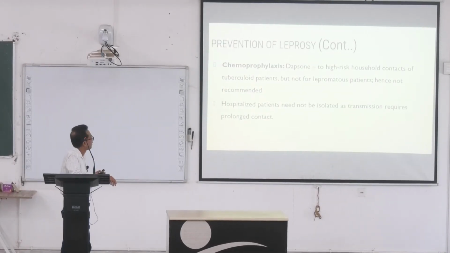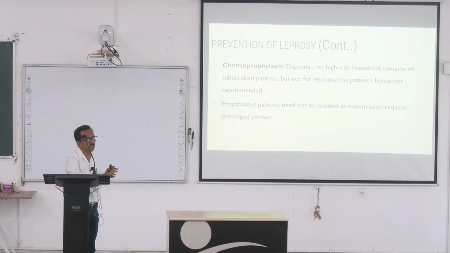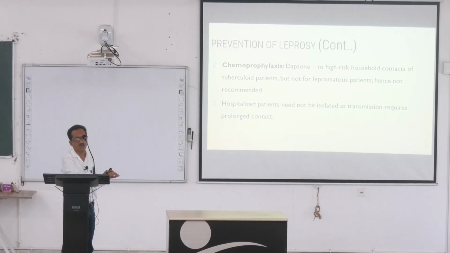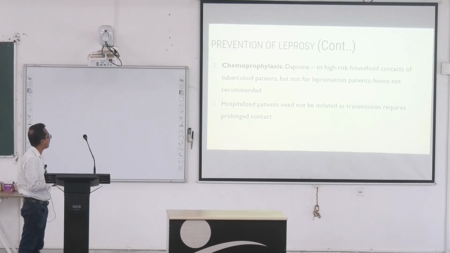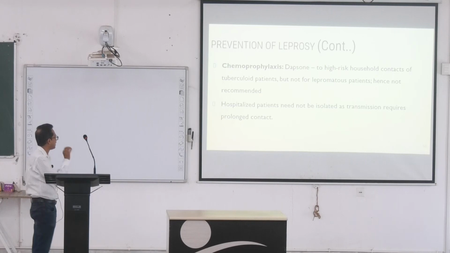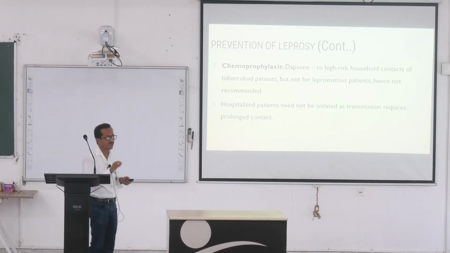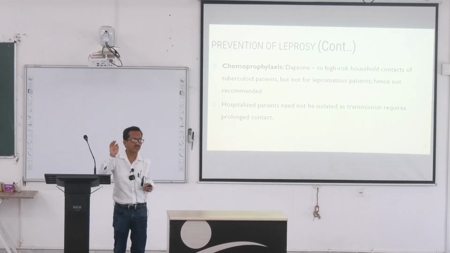Chemoprophylaxis is recommended for household contacts of a tuberculosis patient, but not for household contacts of a lepromatous patient. A hospitalized leprosy patient need not be isolated, as transmission requires prolonged contact. A TB patient needs to be isolated.